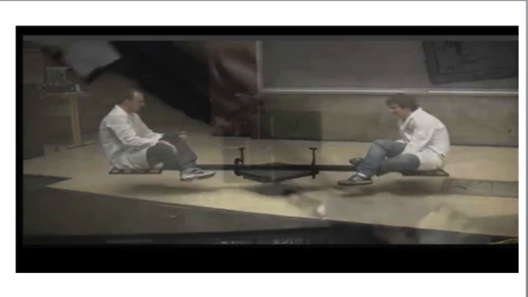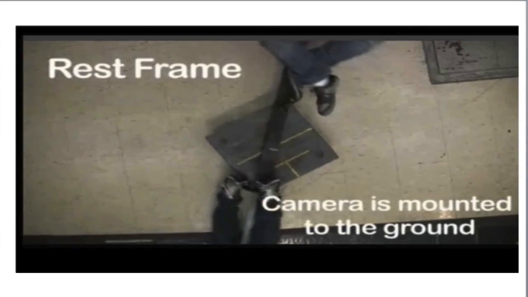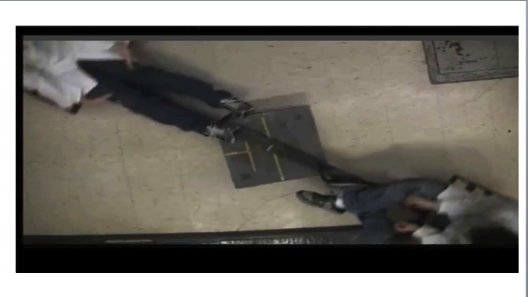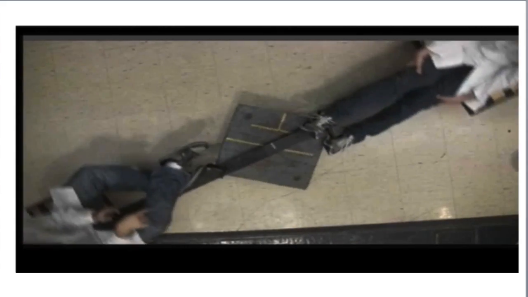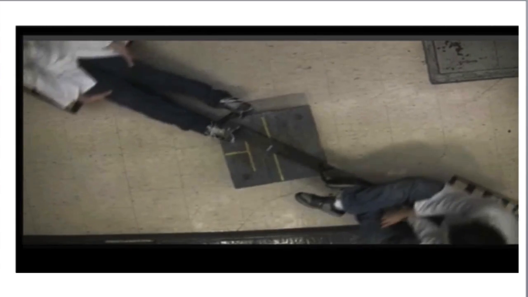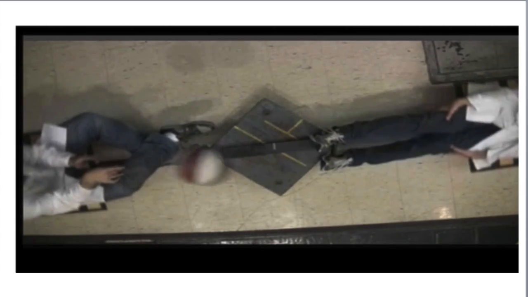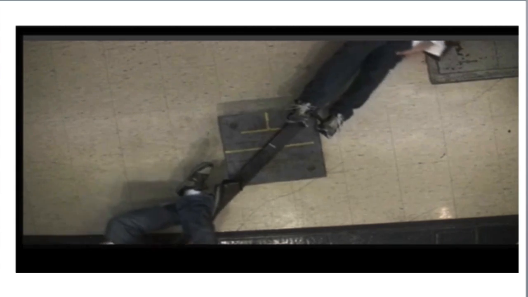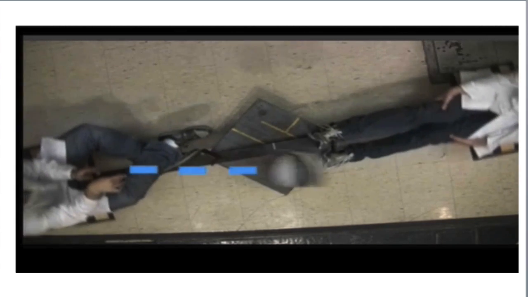When viewed from the rotating frame, when the camera is actually mounted on the rotating platform, the ball appears to experience a force that pulls it away from the target. This curved trajectory in the rotating frame is known as the Coriolis effect, sometimes called the Coriolis force, though it disappears in the rest frame.